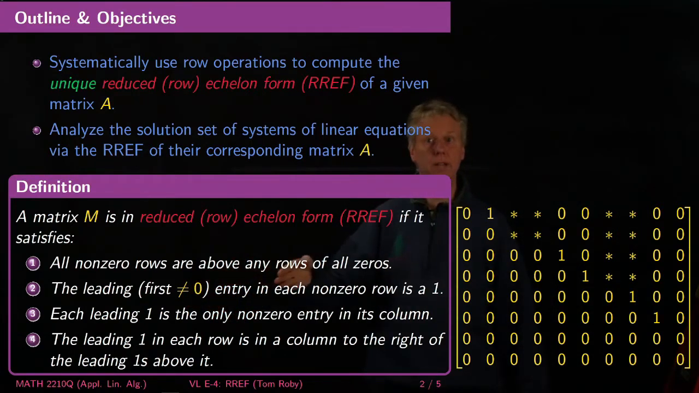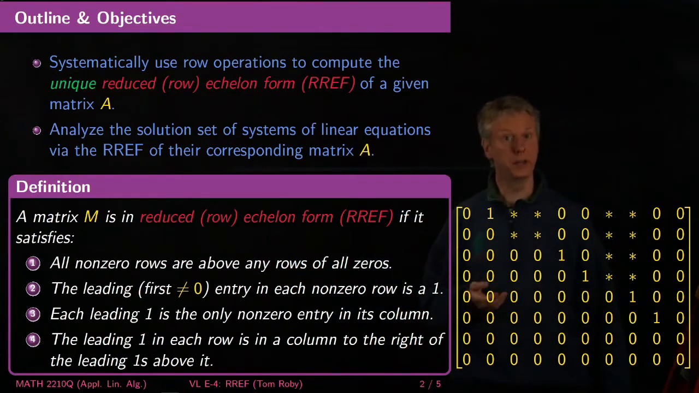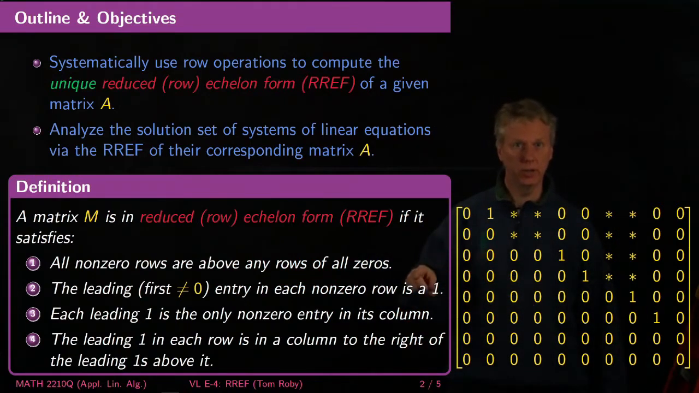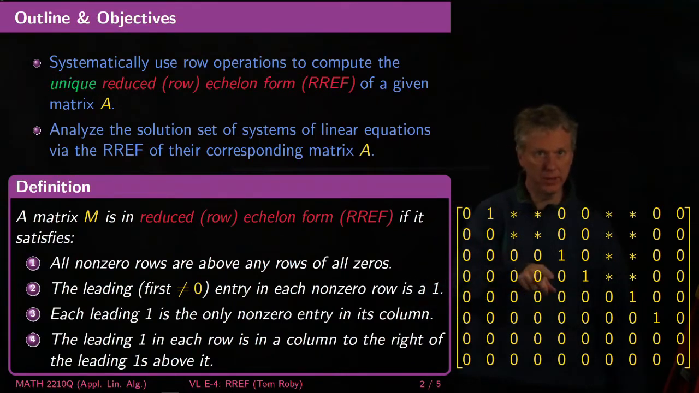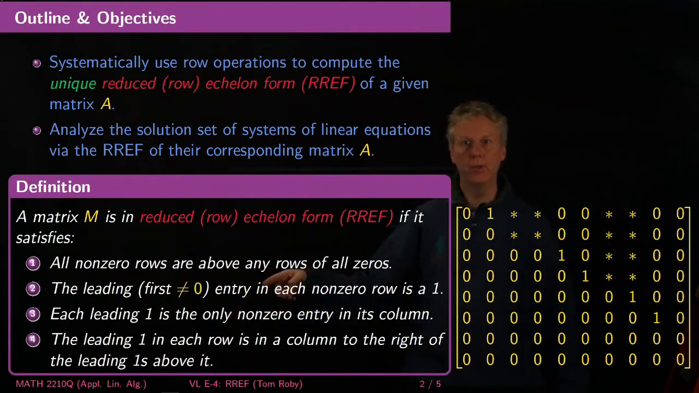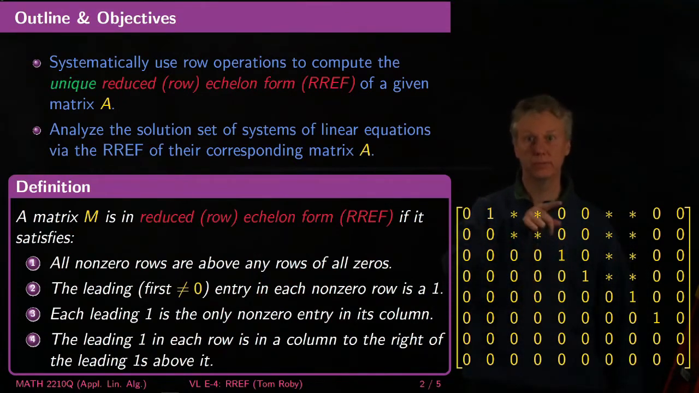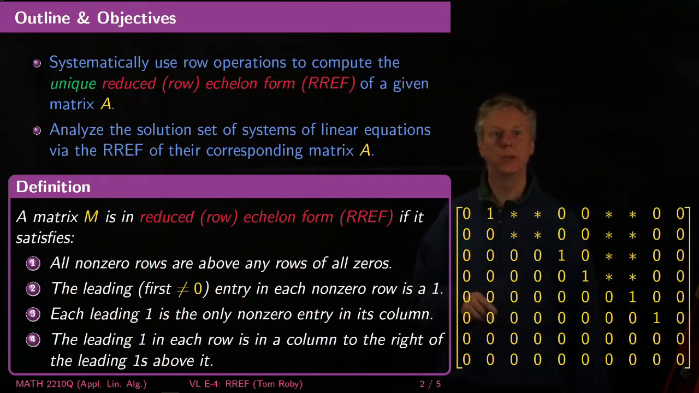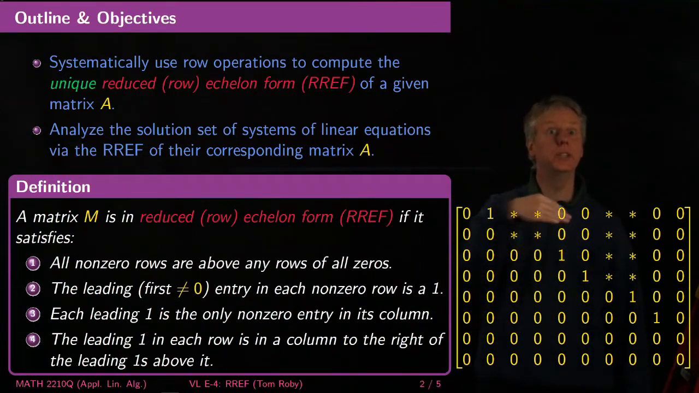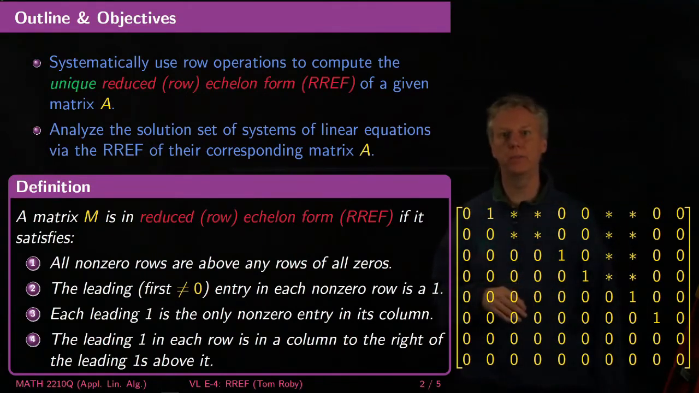The leading entry in each non-zero row is always a 1. If you look across, you see there are zeros, and then you get to a 1. A bunch of zeros, and then you get to a 1. If you look in the column of one of those leading entries, you'll see that everything else is a 0. So the idea is that you can use that 1 to zero out all of the entries both below and above in that same column.